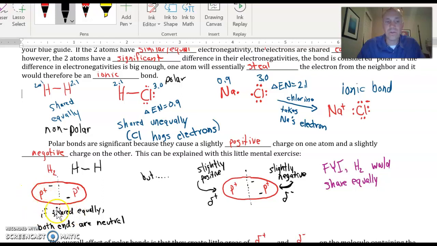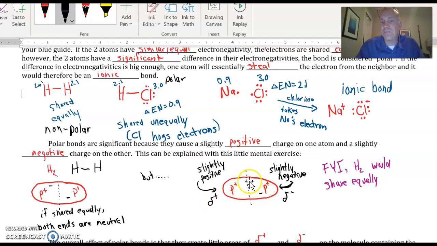All right, so what this shows is that if you've got a bond between 2 atoms that have similar electronegativity, essentially both sides would be neutral, completely neutral. But what happens if something were to happen so that those electrons aren't shared equally and they're pulled more towards one side than the other?